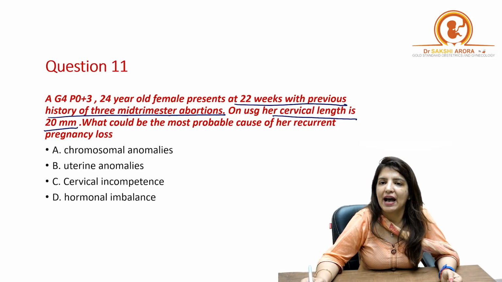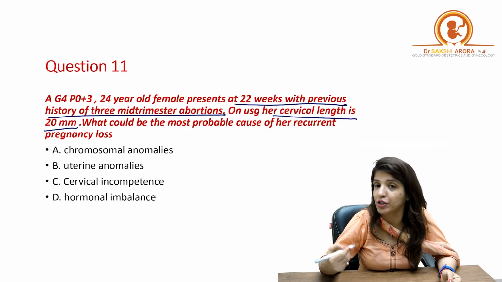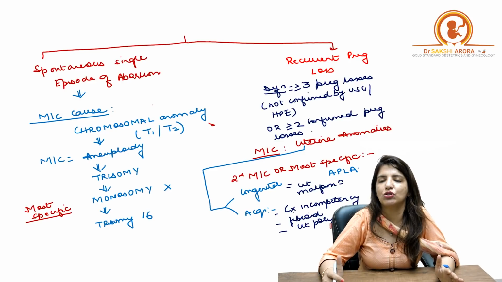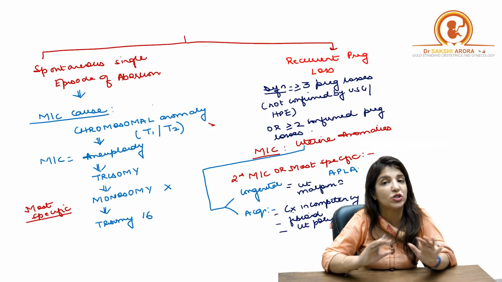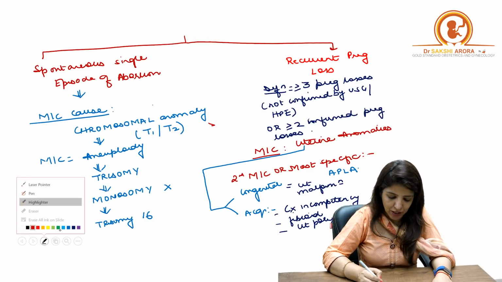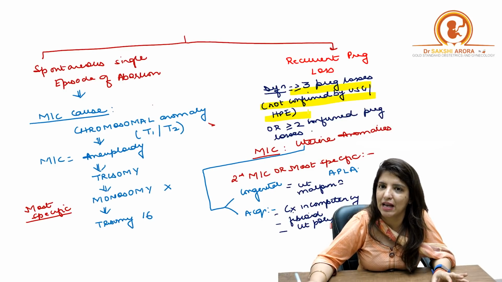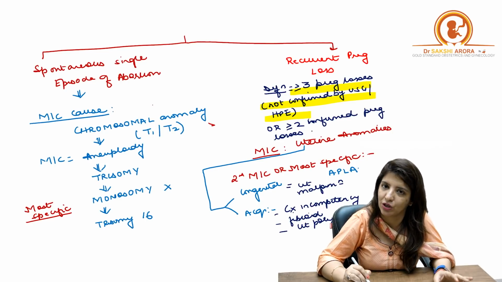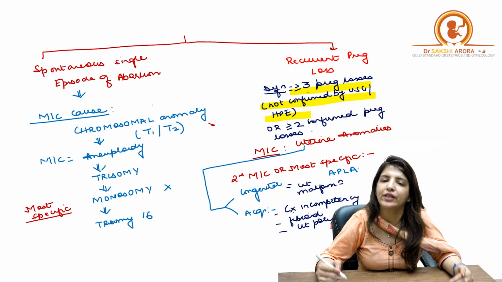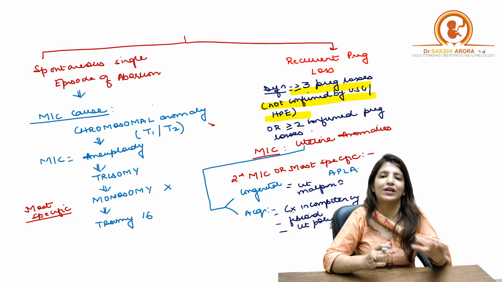If a female is having 3 or more than 3 pregnancy losses, that is what is called a recurrent pregnancy loss. In order to call it a recurrent pregnancy loss, it has to be 3 or more than 3 pregnancy losses which are not confirmed by ultrasound or by histopathological examination. But suppose pregnancy losses are confirmed by ultrasound, then only 2 losses are more than enough to call it recurrent pregnancy loss. What do you understand by this?